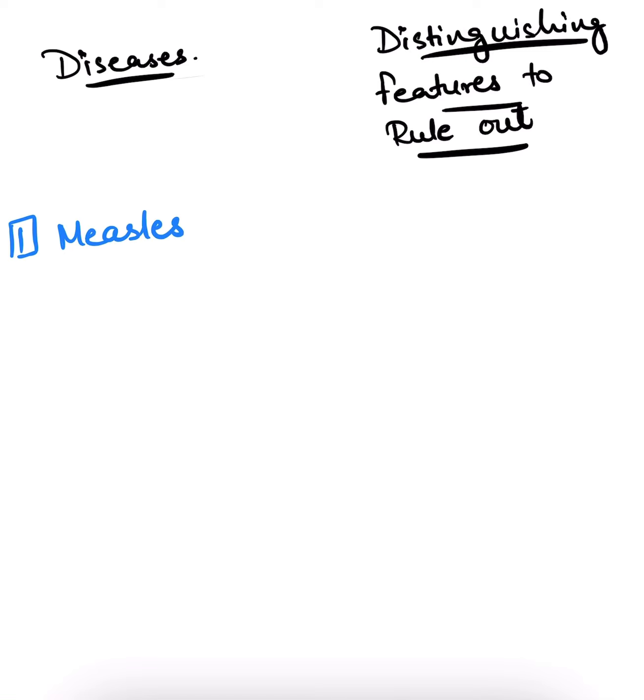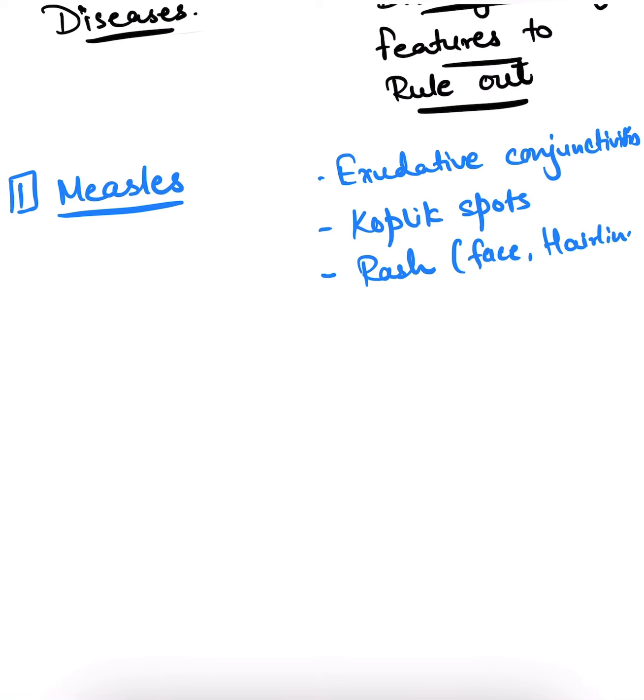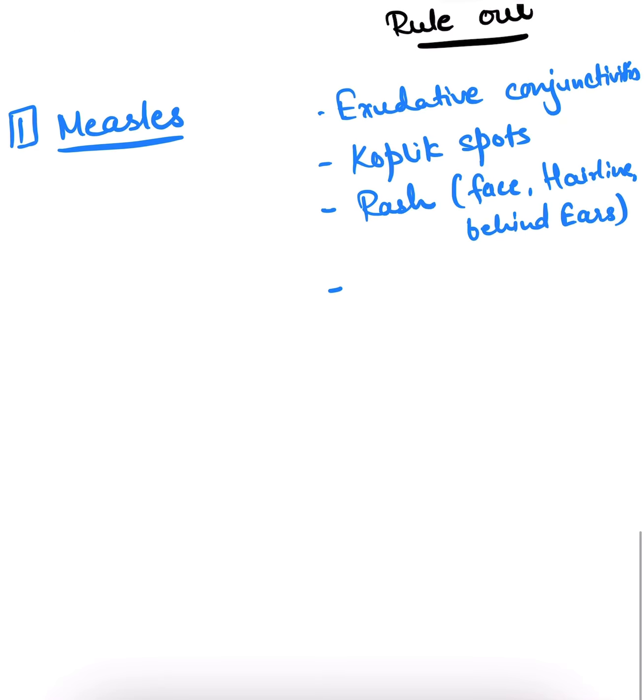In measles obviously there is fever and rash, but also there is exudative conjunctivitis, then there are Koplik spots, and there is rash on the face, hairline and behind the ears.